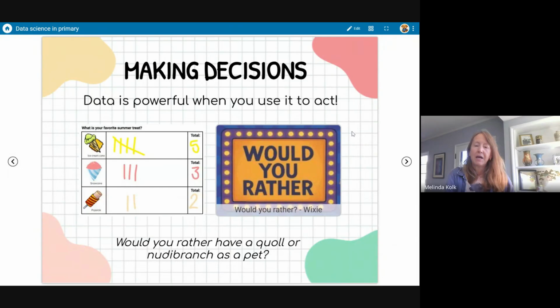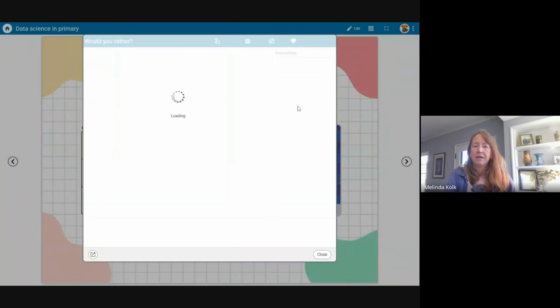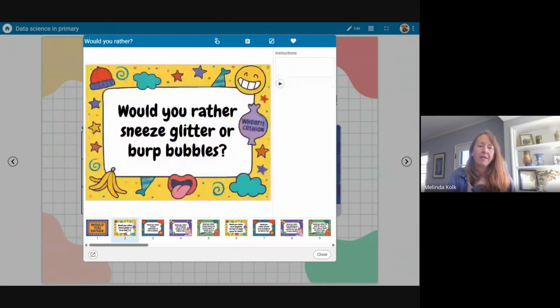But I mentioned the would you rather idea. And so again, a fun way to play that. Would you rather sneeze glitter or burp bubbles?